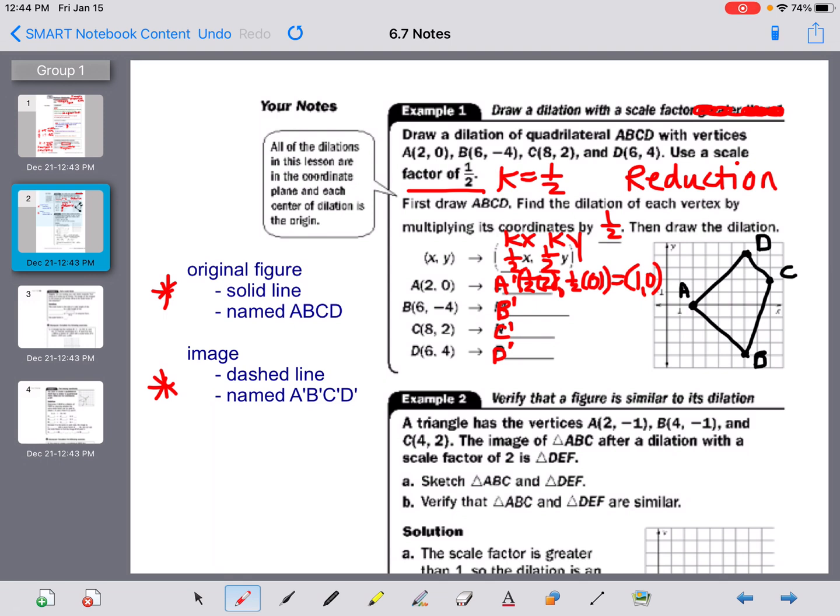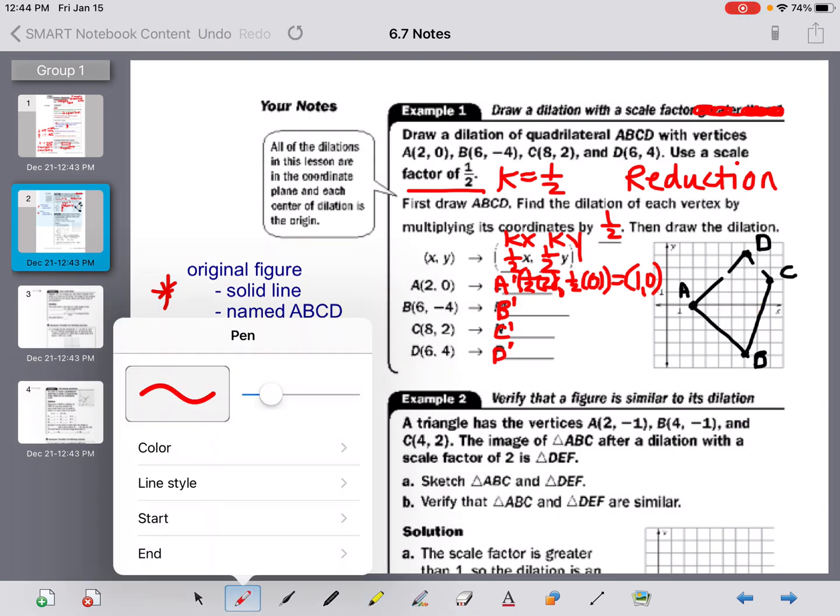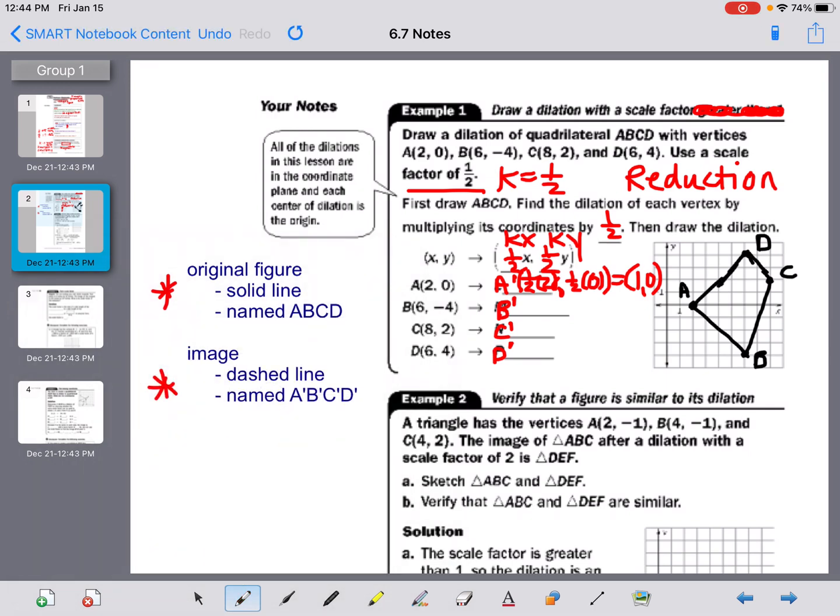A lot of people will tell me right here that they think this is just going to shrink right inside itself, so that the new figure is going to be right in here, but a lot smaller. I want you to keep that question in mind as we do the math and figure out where this is going.